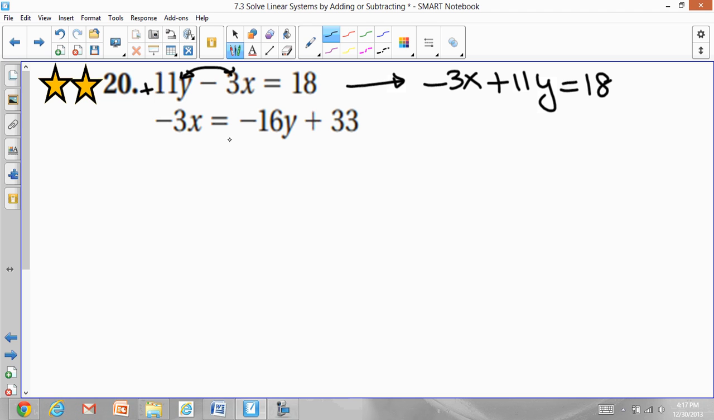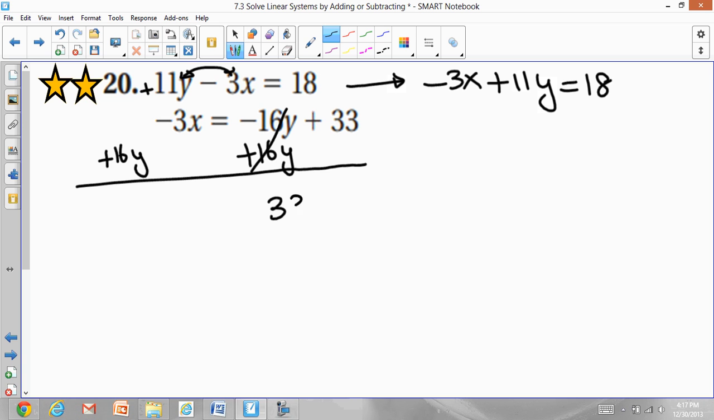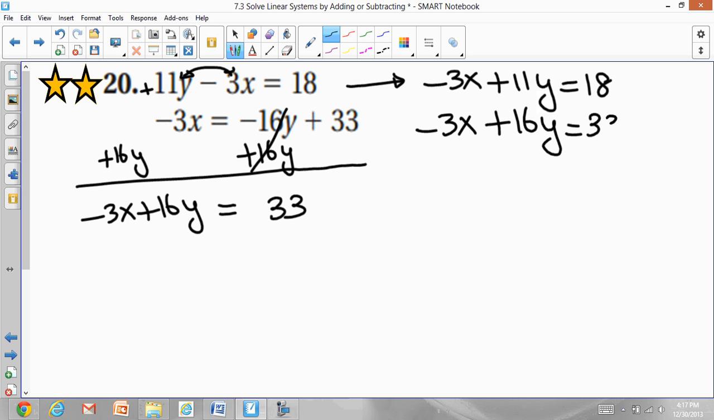Now if I look at my second equation, x is on one side of the equal sign, y is on the other side of the equal sign. I need to bring them all to the same side of the equal sign, so I'm going to do the opposite. So plus 16y, plus 16y. So these two cancel out, and I'm just left with 33. And now I have minus 3x plus 16y equals 33.